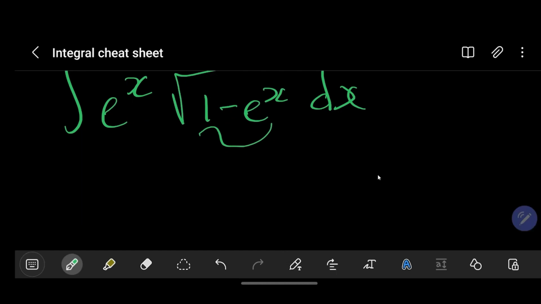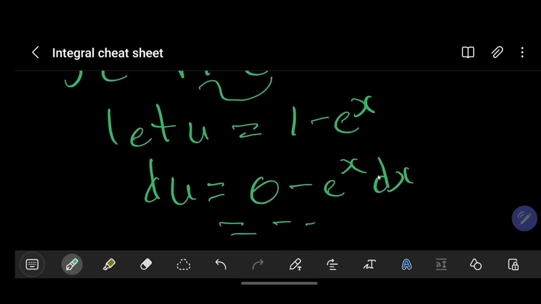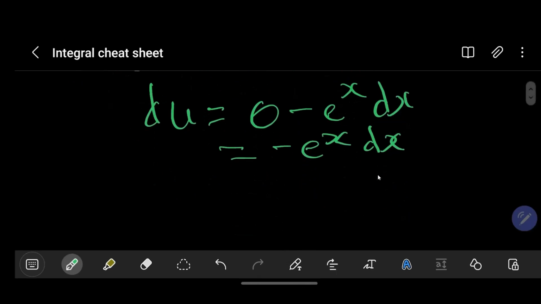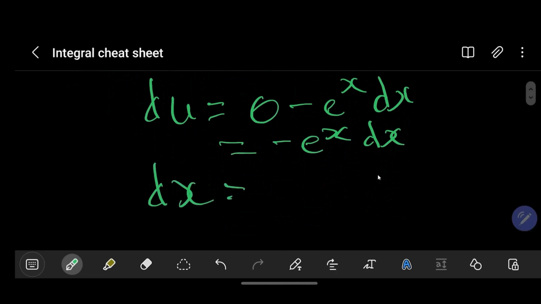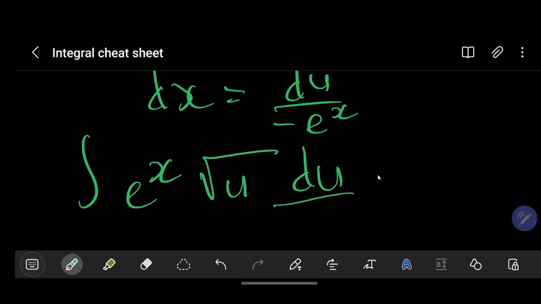So let u equal 1 minus e^x. If we take the derivative, we have du equal to the derivative of 1, which is 0, minus e^x dx, which is basically minus e^x dx. So if we solve for dx, that's equal to du over minus e^x. So let's substitute back. This will now be the integral of e^x square root of u du over minus e^x.